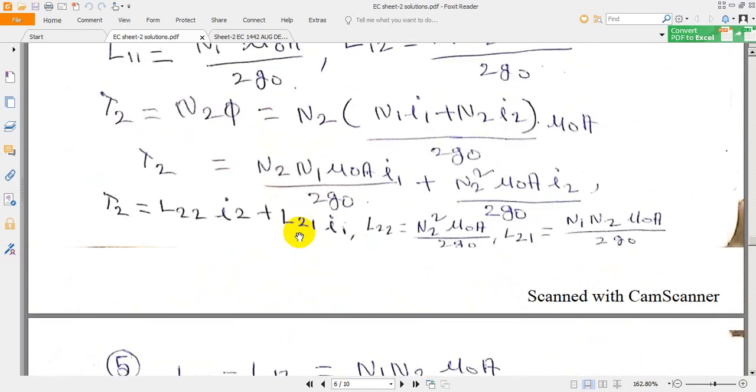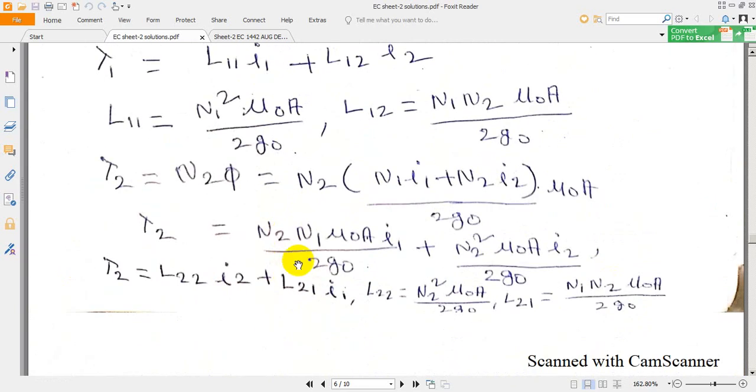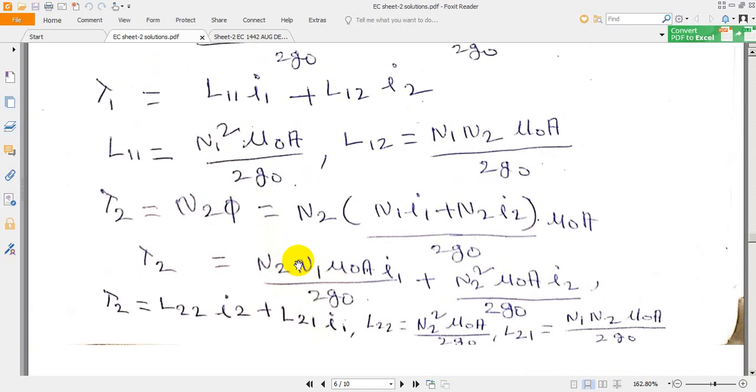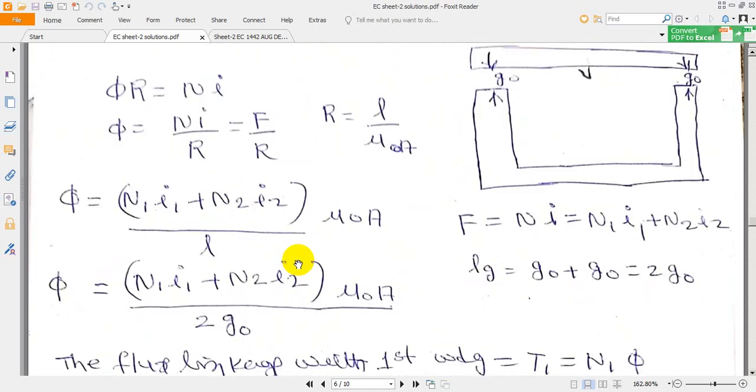Now with this, this is the first part. What we have evaluated, first and second part, are the self-inductance of coil 1, the self-inductance of coil 2, and also the mutual inductance of coil 1 and 2.